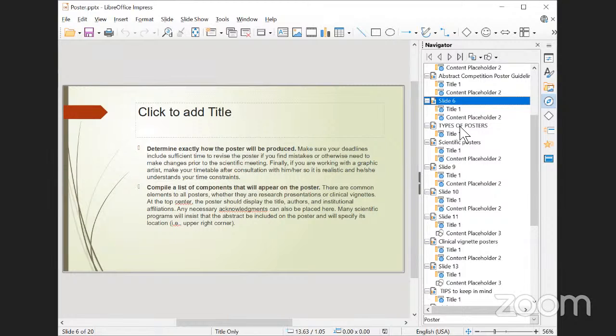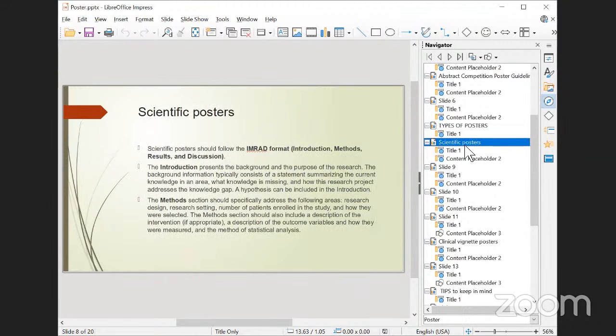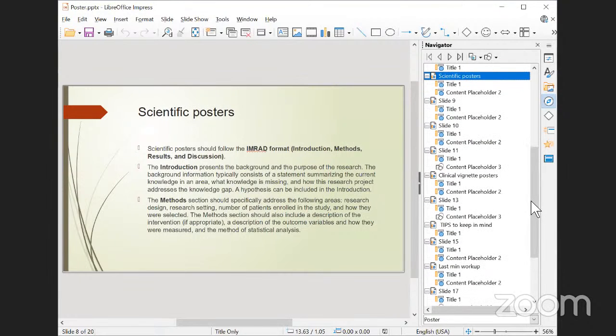Coming to what are the types of posters we can make. So there are scientific posters. While preparing a scientific poster, we should follow the IMRAD format, that is introduction, methods, results, and discussion. Introduction presents the background and the purpose of the research.